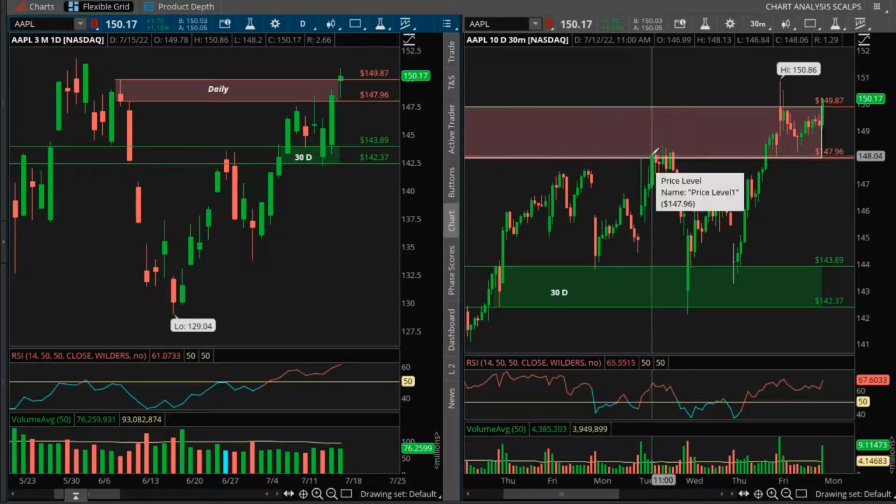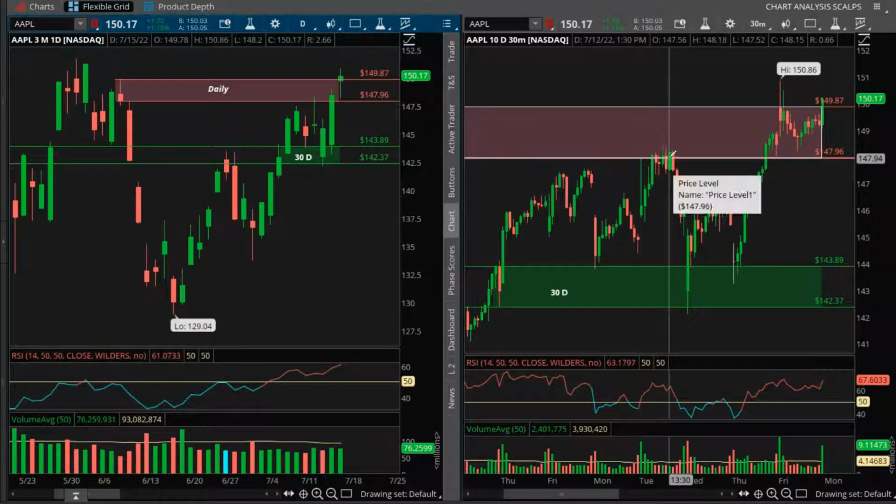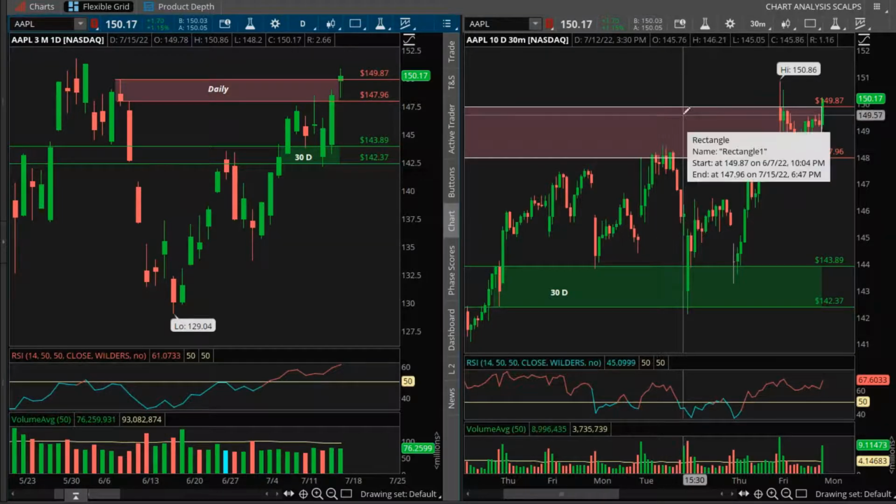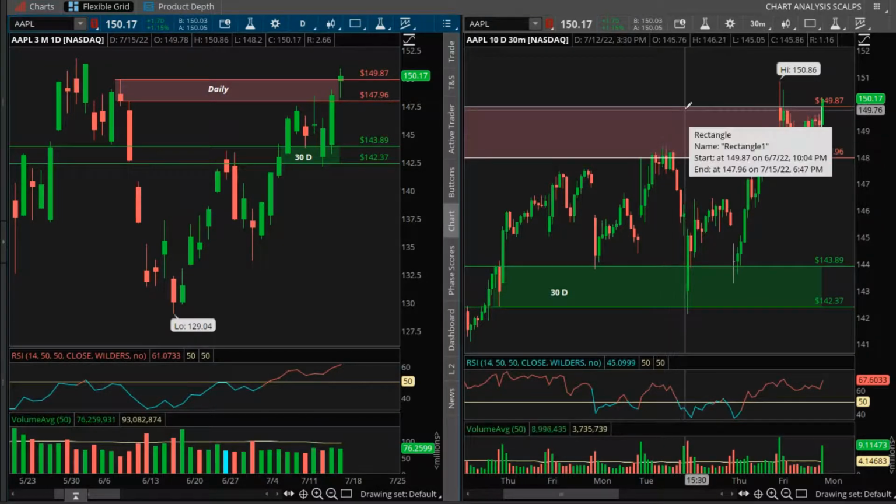So I entered the play right here with about 2 to 3 weeks time, and even though price was consolidating within this range, I wasn't losing a lot of premium and I wasn't stressed because I knew where my stop was going to be and I knew where my thesis was going to be wrong.